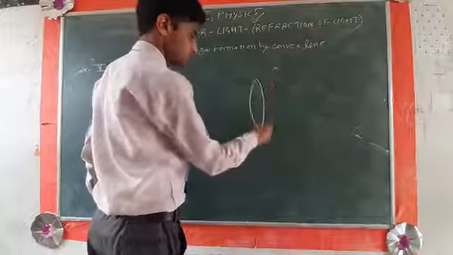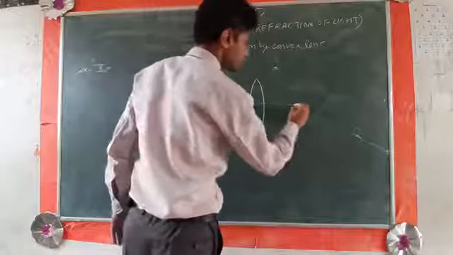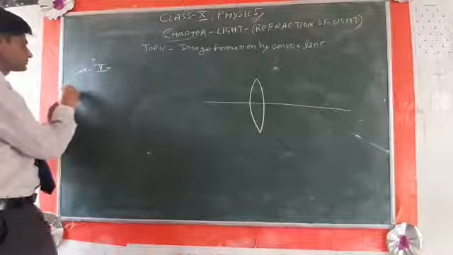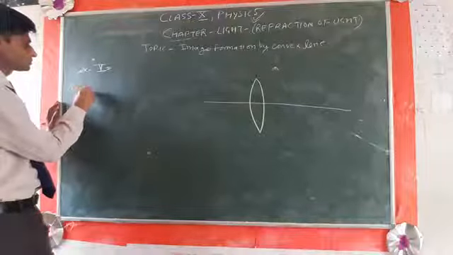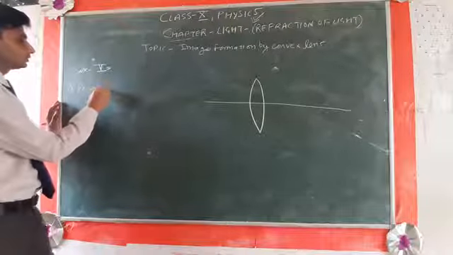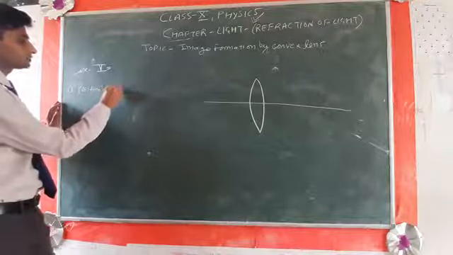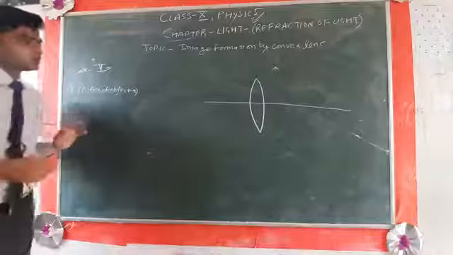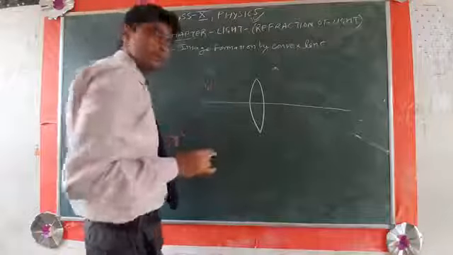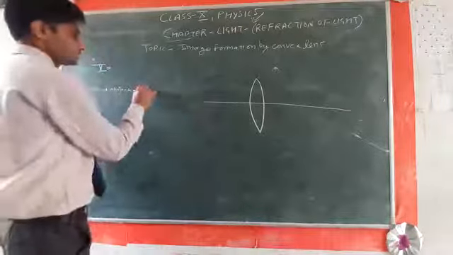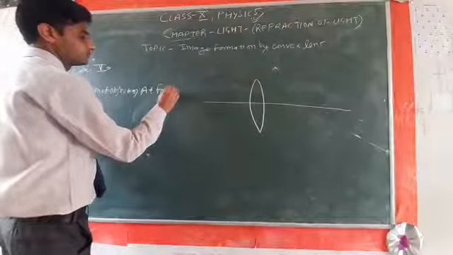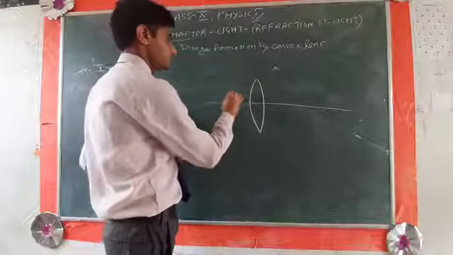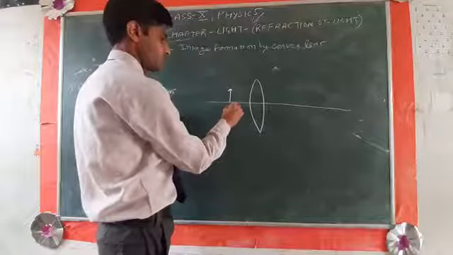Case fifth. This is a convex lens. Position of object. In this case, the object is placed at focus in front of the lens, at F of the lens.